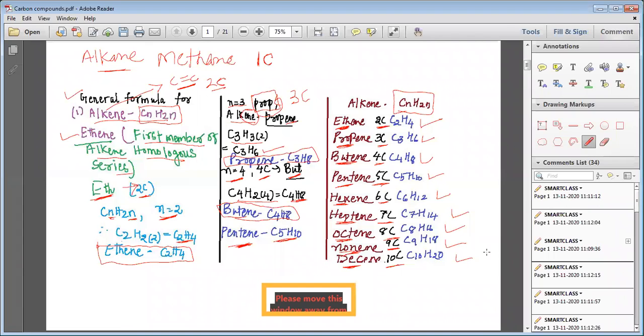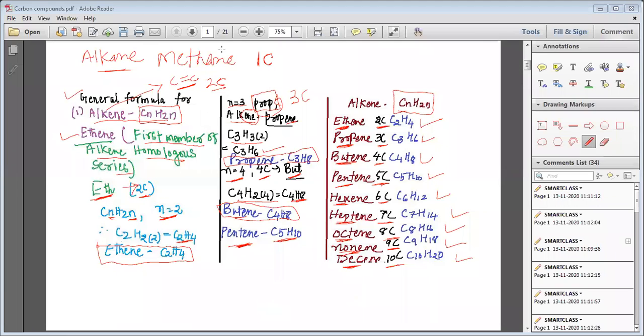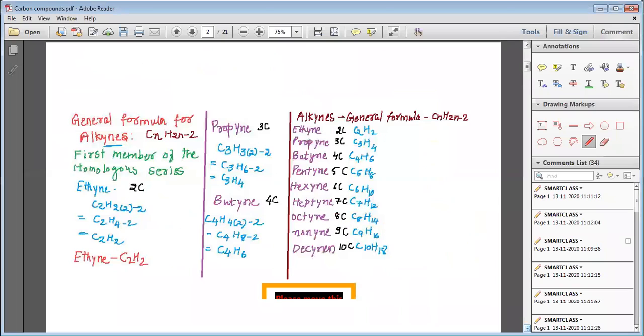So this is how, my dear students, we can easily understand the various alkenes, and these are known as homologous series. Please remember, my dear students, that in these homologous series, each member differs from the preceding and succeeding member by CH2 or by 14 u mass. Remember, in a homologous series, each member differs from the preceding and succeeding member by CH2 or by 14 u mass.